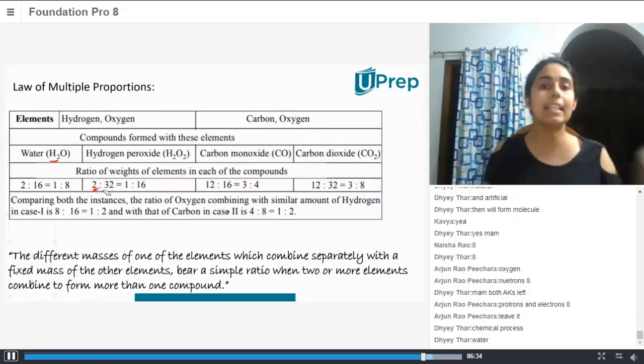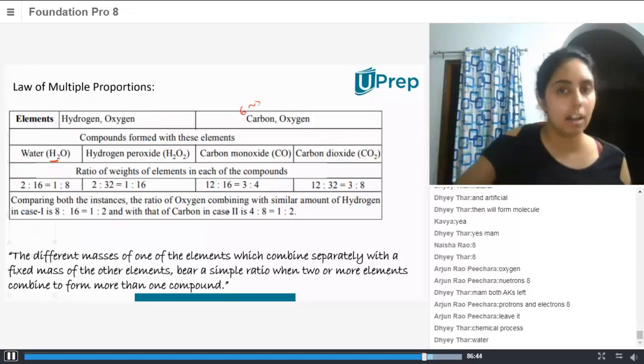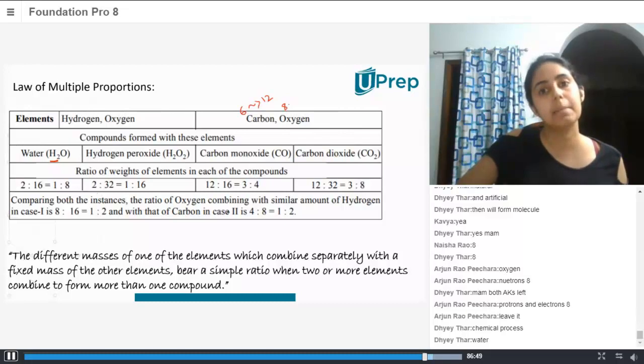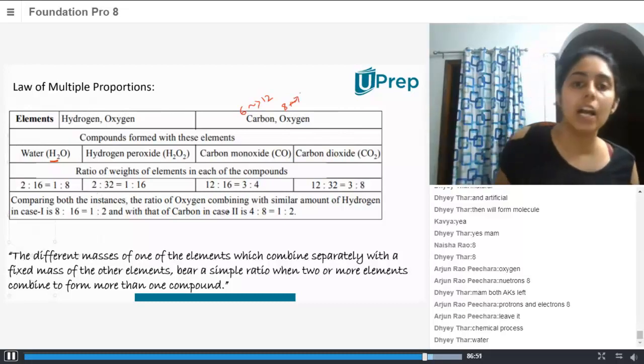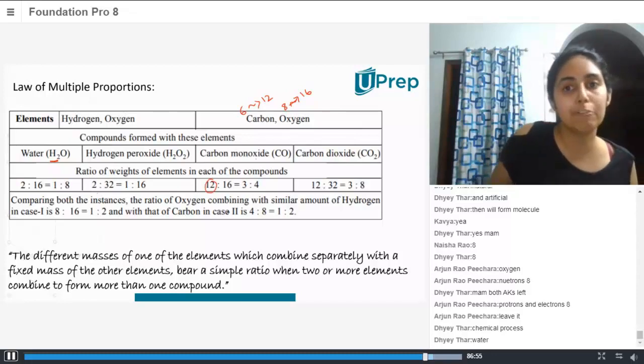Now, similarly, let's do the same thing for carbon and oxygen. Okay, carbon monoxide. Carbon has an atomic number of 6. Its mass number is going to be 12. Oxygen has an atomic number of 8, so its mass number is going to be 16. There is just one atom of each. So 12 divided by 16, 3 by 4, if I simplify it.